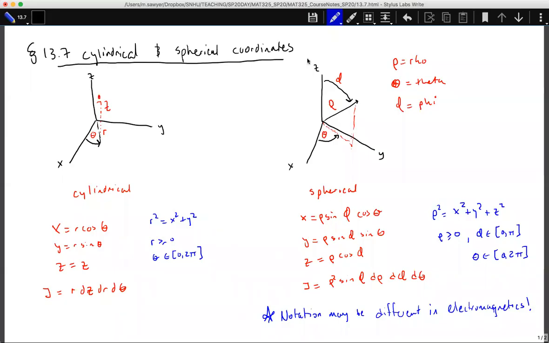Welcome to Calc 3. This is section 13.7, Cylindrical and Spherical Coordinates. There's one video on this section. We'll combine both the theory and the examples in this video.